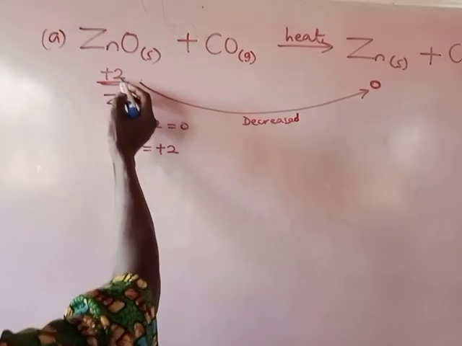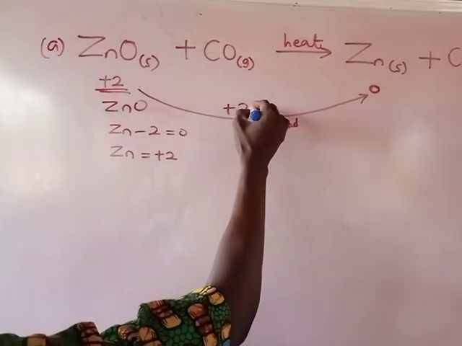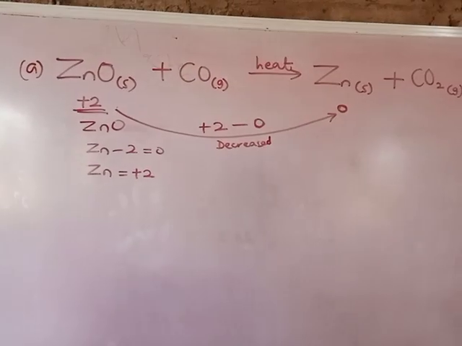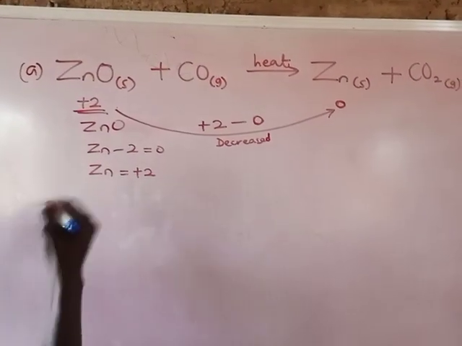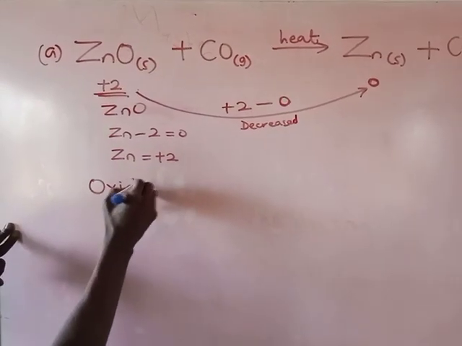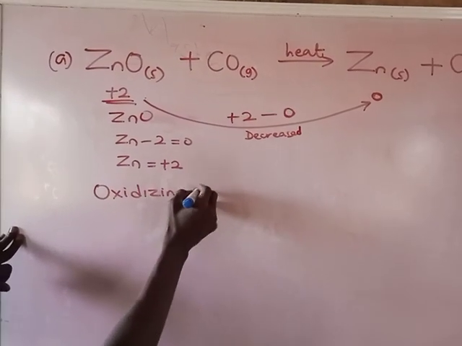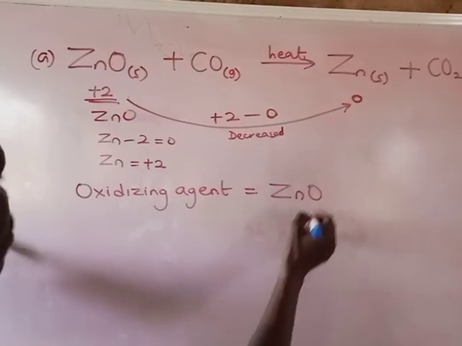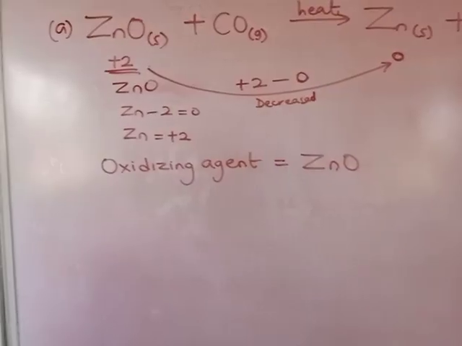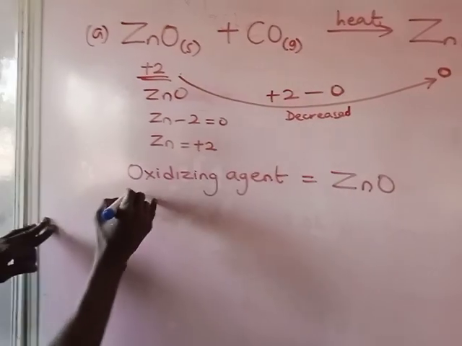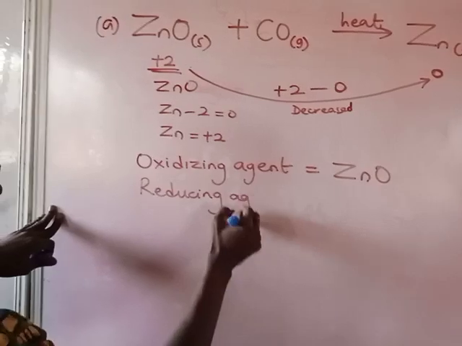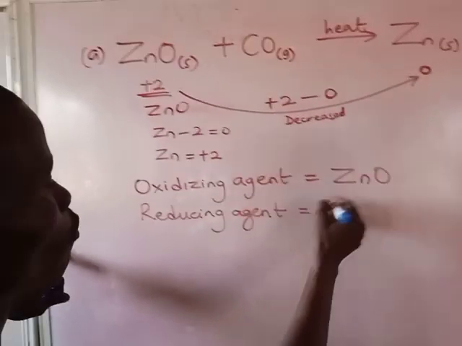It has been reduced from +2 to what? To 0. So it has been reduced. So it's an oxidizer. That means the oxidizing agent is zinc oxide, because it has been reduced in the course of the reaction. So invariably the reducing agent is the other species, and that's the carbon monoxide.